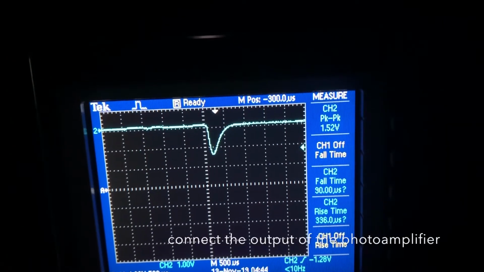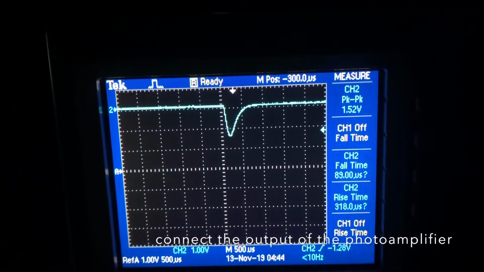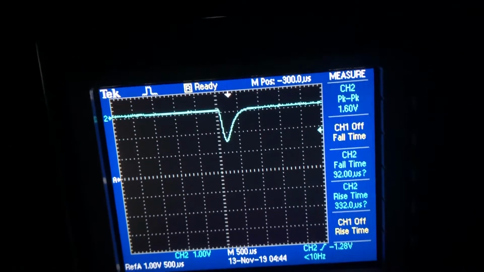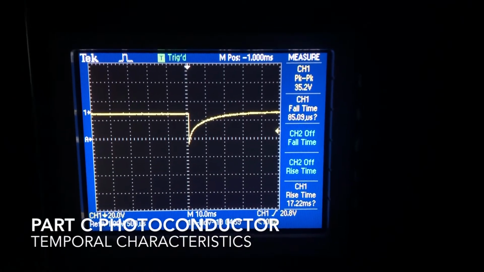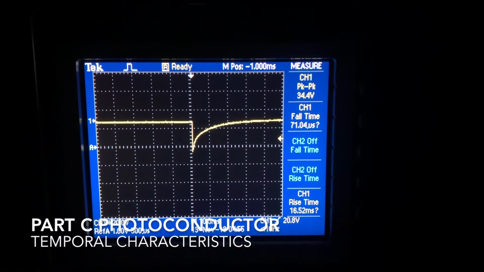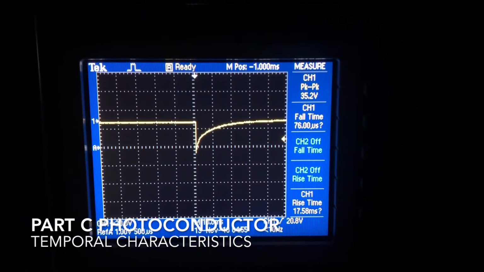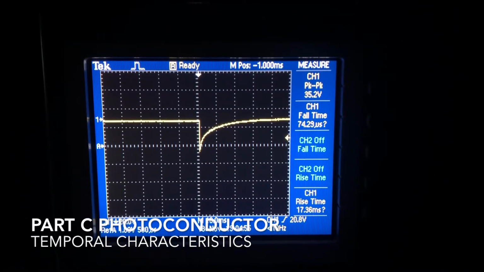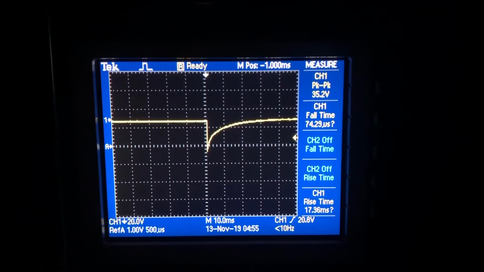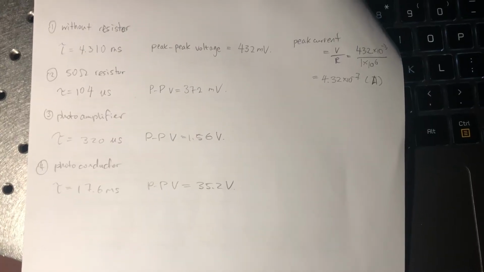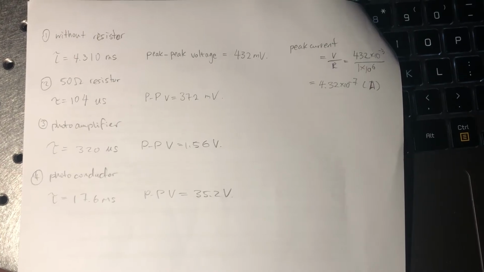So with the photoamplifier, rise time is in between the other two, and the peak-to-peak is much larger. So for part C, the setup is the same, but we used the CD photoconductor as the detector, and we found that the peak-to-peak and rise time are both much larger than with the regular detector. But this is the time constants and peak voltages.